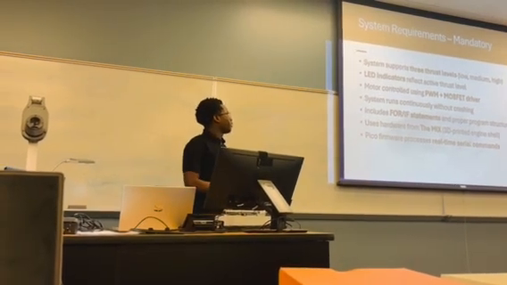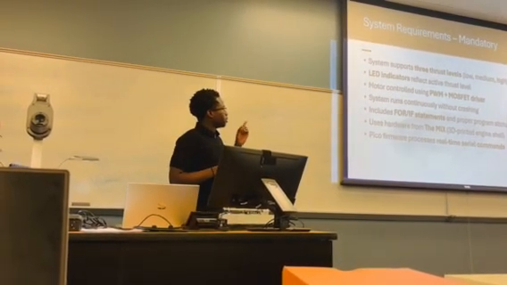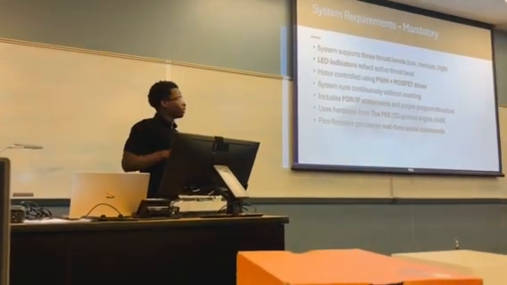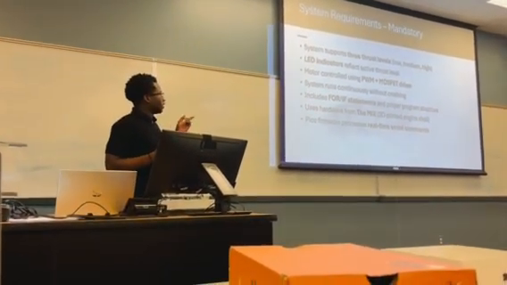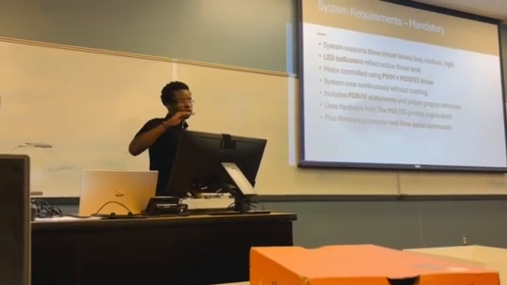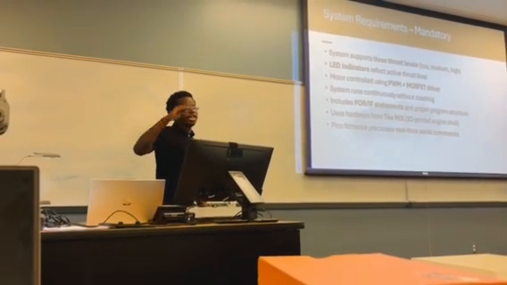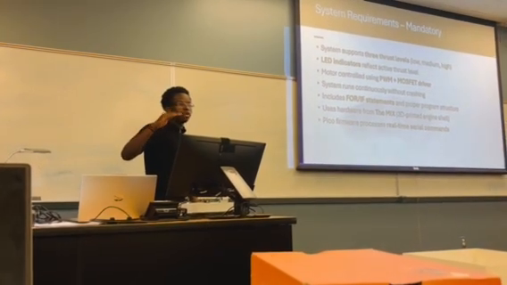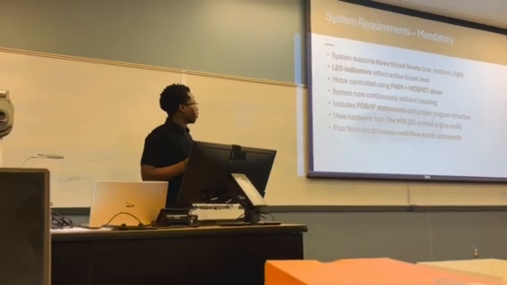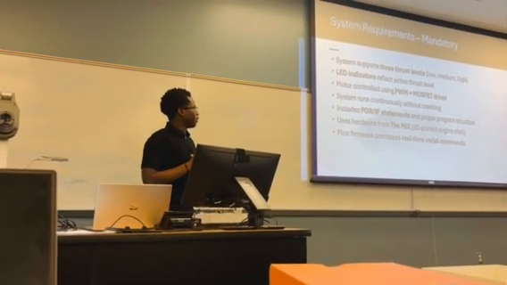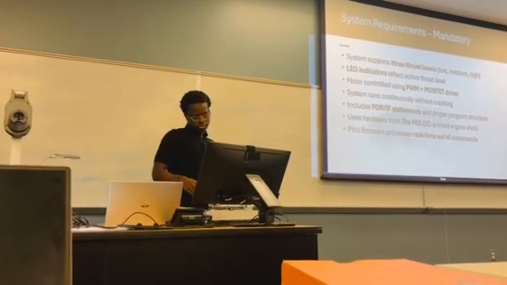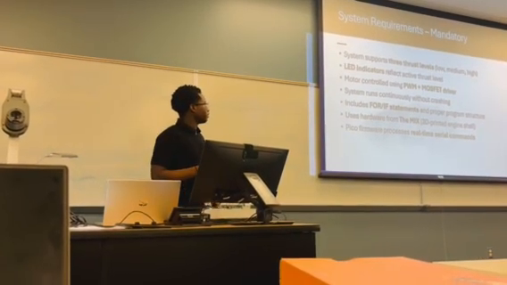My system requirements: it supports 3 levels of thrust: low, medium, and high. The LED indicators reflect active thrust levels, so if the engine is low, it'll be on green. If it's on medium thrust, it'll be on yellow. And if it's high thrust, it'll be on red. The motor is controlled using PWM and a MOSFET driver, which is the blue thing I have right here.